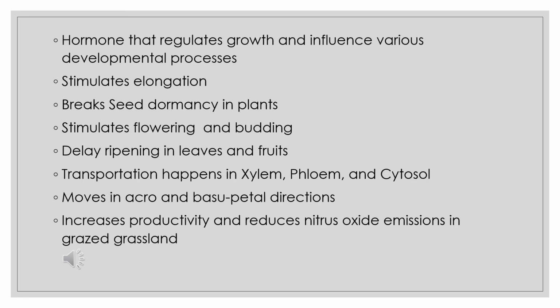The roles of gibberellin in plants are as follows. It is a hormone that regulates growth and influences various developmental processes. It stimulates elongation. It breaks seed dormancy in plants. It stimulates flowering and budding, and it delays ripening in leaves and fruits. For transportation, it happens in xylem, phloem, and cytosol. It moves in acropetal and basipetal directions, and for the application, it increases productivity and reduces nitrous oxide emissions in grazed grassland.